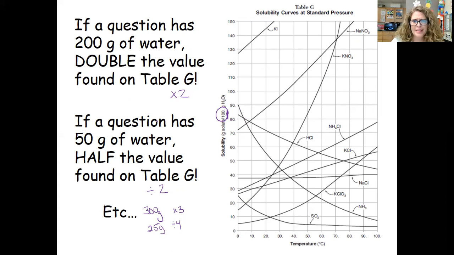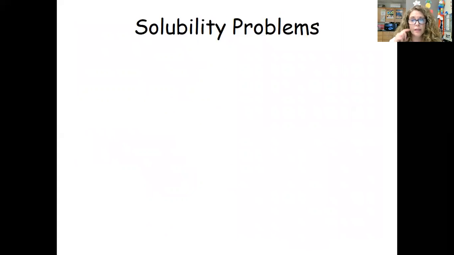I've never seen them ask anything other than maybe 200 grams of water or 50 grams of water, maybe once or twice the 25 grams, but you're not going to be asked something ridiculous like 34.8 grams. Nothing like that. It would be one of the factors of 100 that you should be able to do pretty easily. All right, let's take a look at some solubility problems.